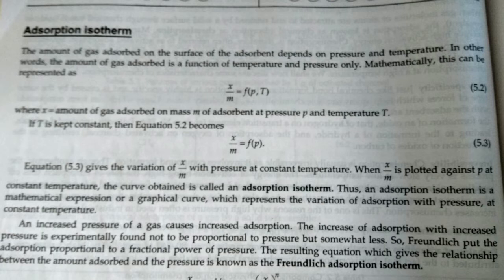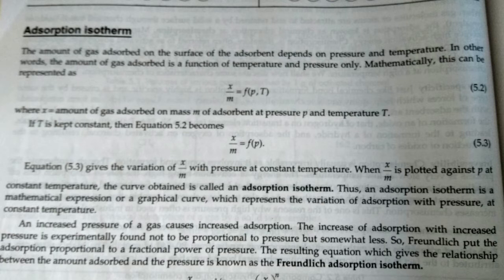The amount of the gas adsorbed on the surface of the adsorbent depends on pressure and temperature. In other words, the amount of the gas adsorbed is a function of temperature and pressure only. Mathematically, it can be represented as x/m = f(P, T), where x is the amount of the gas adsorbed on mass m of the adsorbent at pressure P and temperature T.